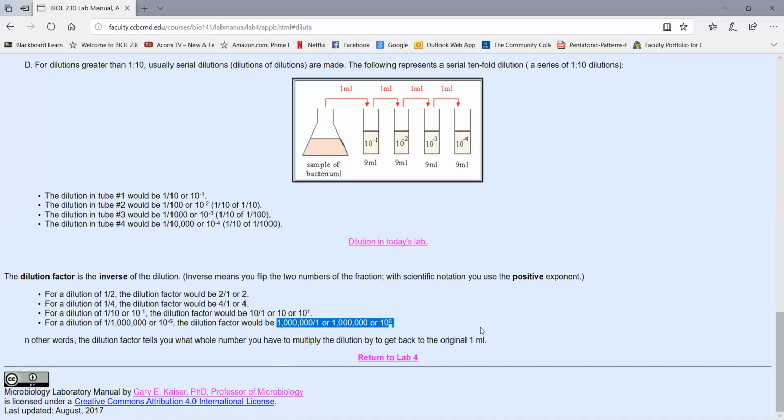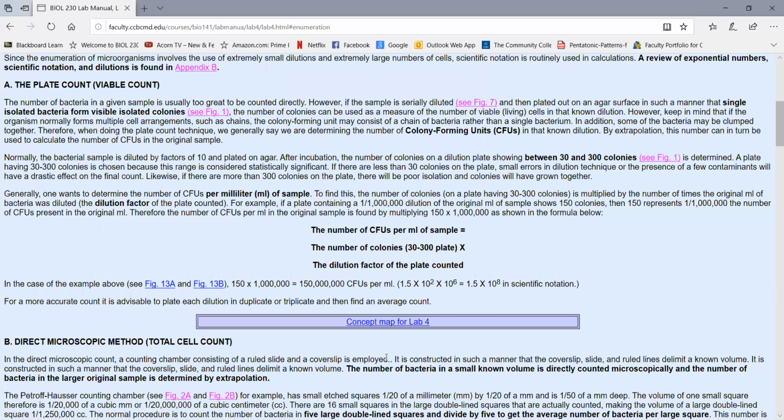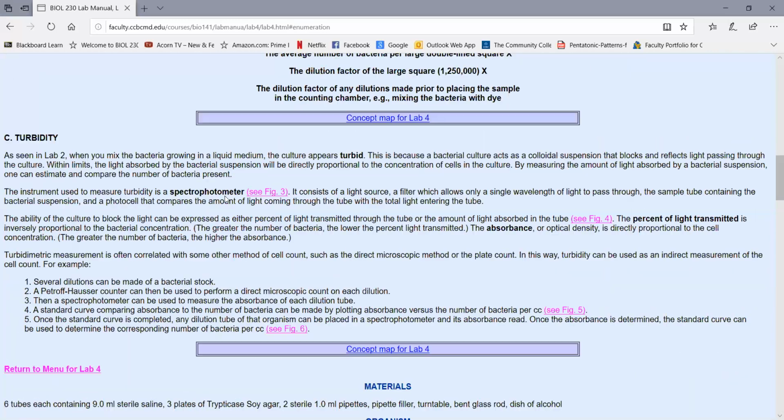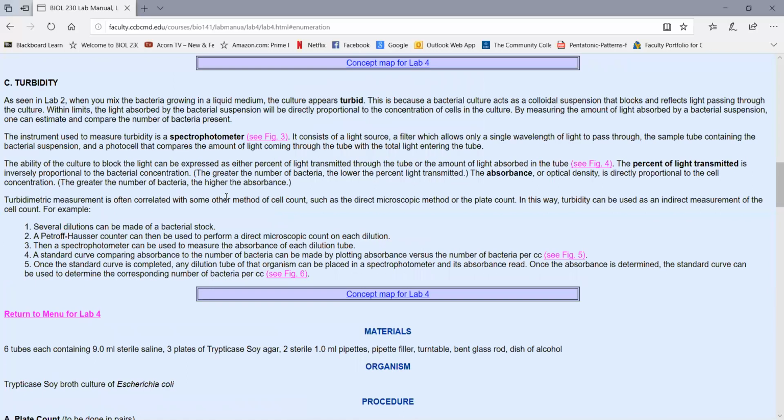So with that look at dilutions and what the numbers of dilutions mean and what dilution factors mean, let's return back to lab 4 and go over the content. Now I'm going to approach this kind of backwards. We'll do the plate count last because that's what we're actually doing in lab today. So let's move down to part C of our lab on turbidity.